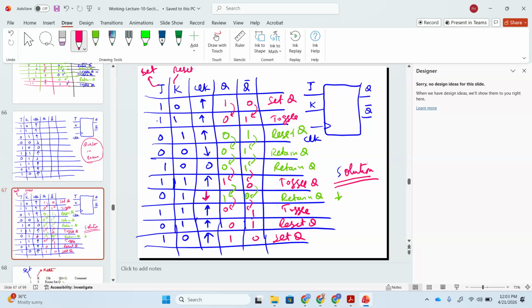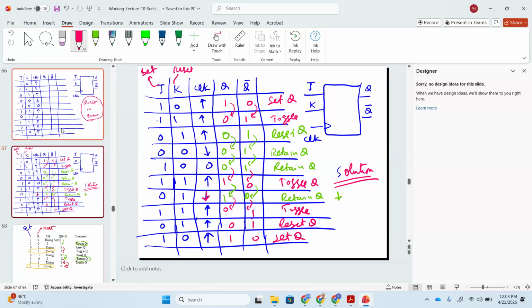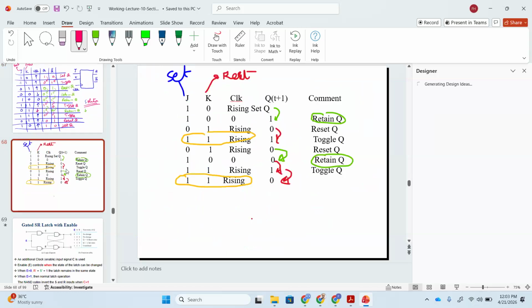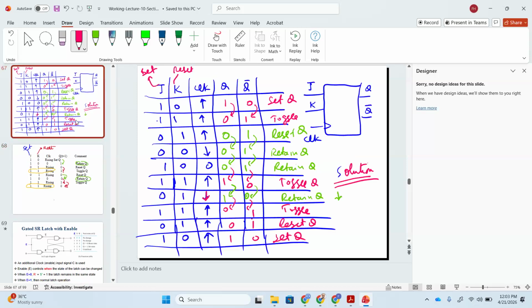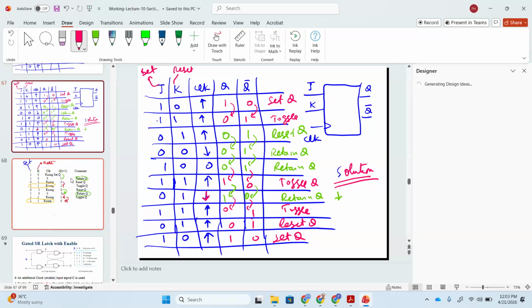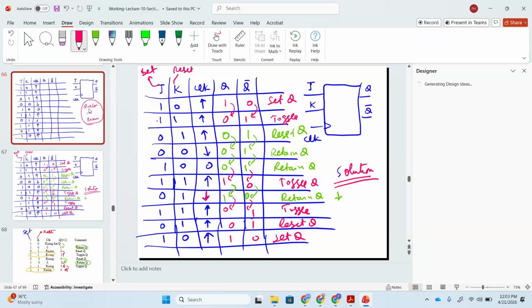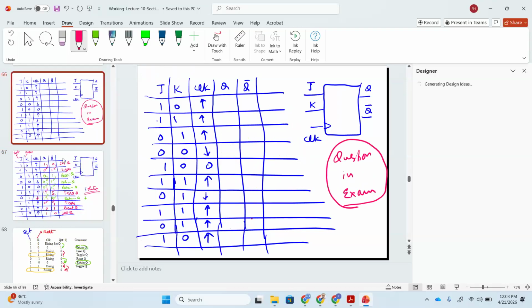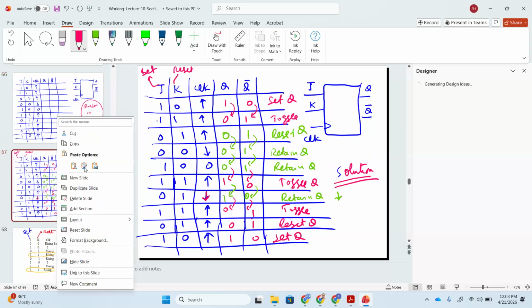Any question? Okay. Now I'm giving you another question, and maybe this is a question in the exam. So now please look here. Please remember at this point in time. Okay, now question, this is question number 1 in the exam. Copy, and then I'm going to paste it here.